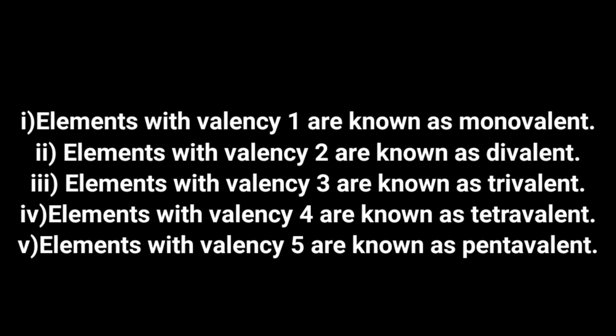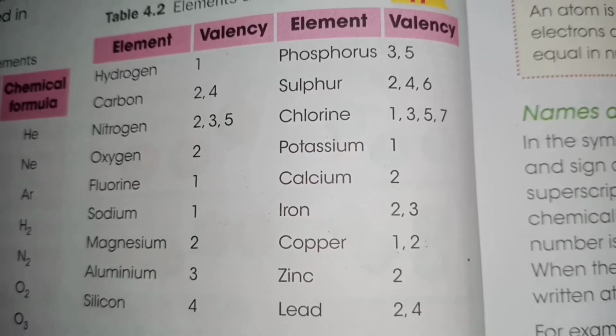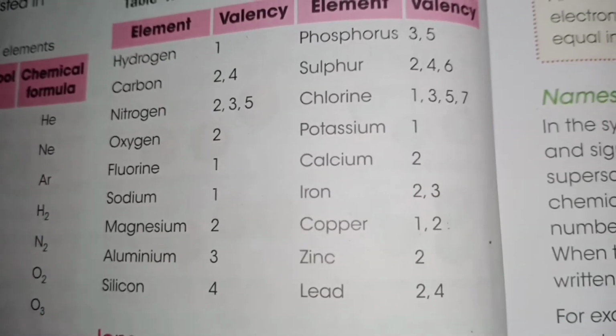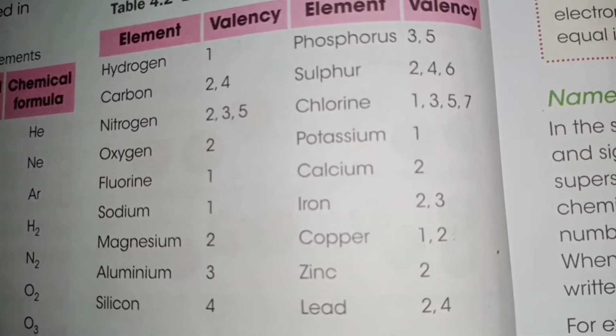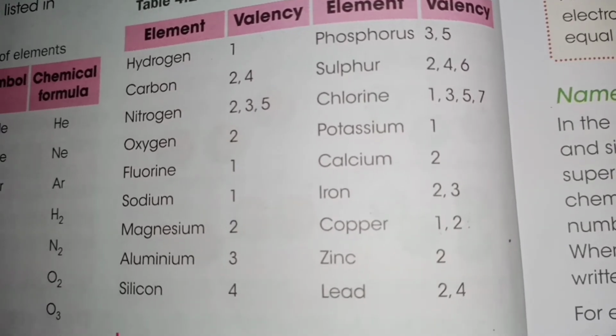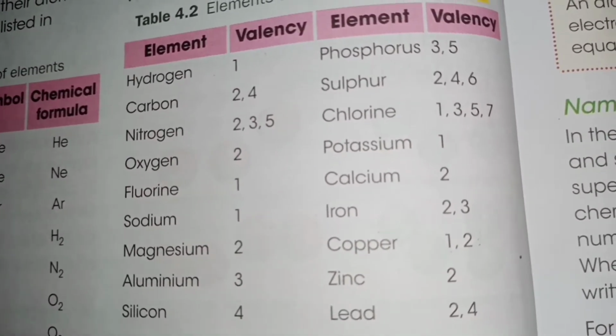Now the elements with valency 1 are known as monovalent. Elements with valency 2 are known as divalent. Elements with valency 3 are known as trivalent. Elements which have valency 4 are known as tetravalent, and elements which have valency 5 are known as pentavalent. Now let's see some of the elements which are monovalent, divalent, trivalent and so on.